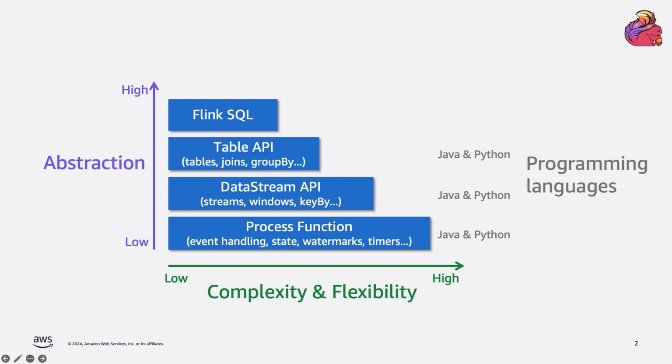In terms of programming languages, all programmatic APIs can be written in Java, or any JVM language like Kotlin or Scala. Or they can also be written in Python. SQL code can be sent directly to an Apache Flink cluster via dedicated interfaces, or it can also be embedded in any Java or Python application.